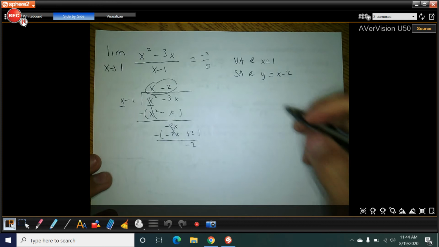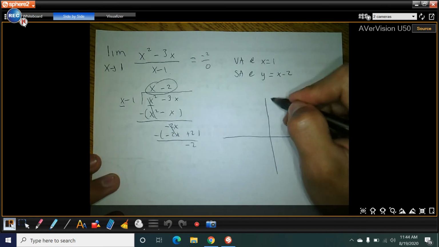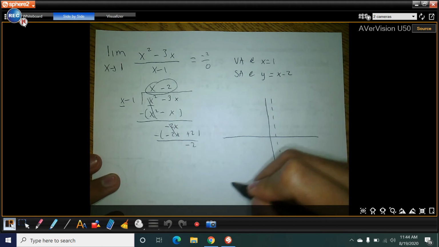So if we come up with a quick sketch of this, let's go ahead and do that. We know that we have a vertical asymptote at x equals 1, and a slant asymptote at y equals x minus 2, so that would be something like this.